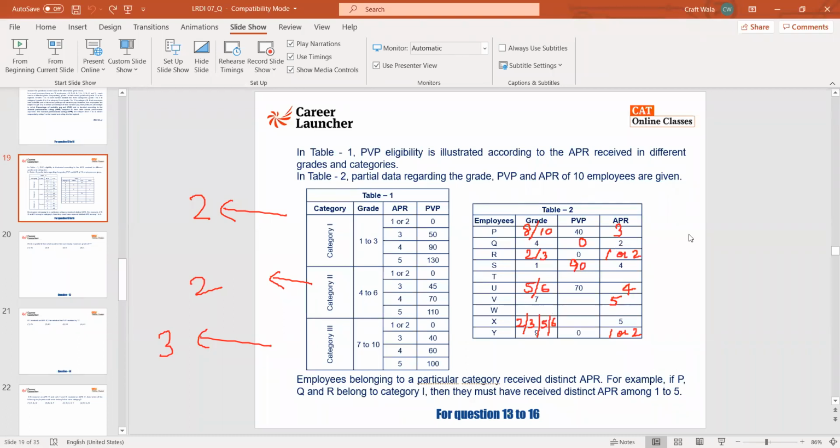Now, the question is asking what all grades T can have. So if I try checking what all combinations are there, if I give 2 to him, can I give 2 to T? Let me check. If I give 2 to him, what will I have to do? I will have to give 3 here.